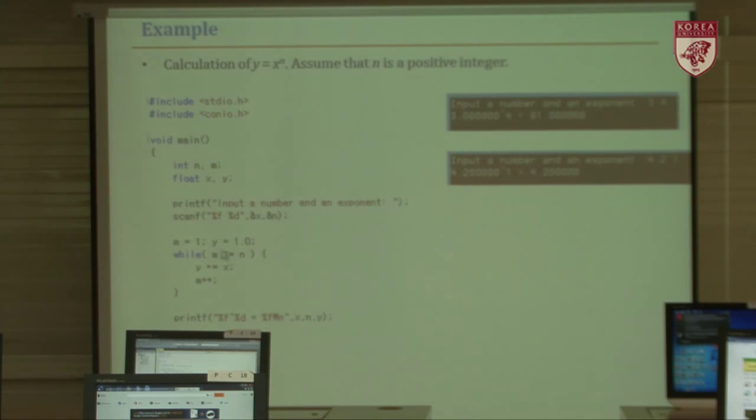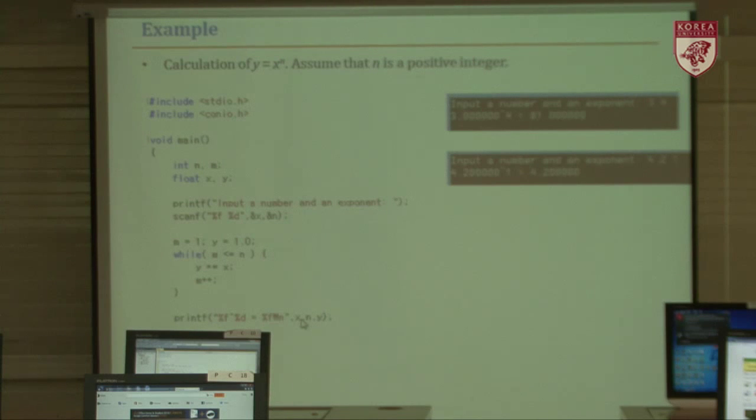Then m, in this case, m is 1. So m is 1, and n is 0. So this statement is false. So this whole body of the loop is not executed. So this part is not executed if n is 0. So the y's value is 1 for any value of x in this case.